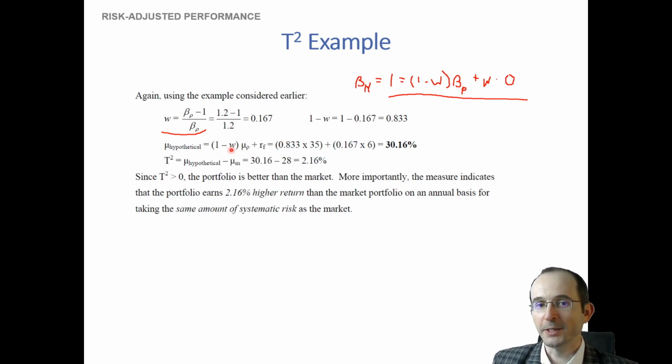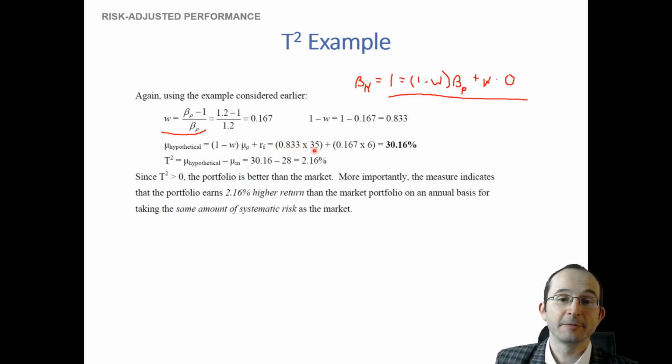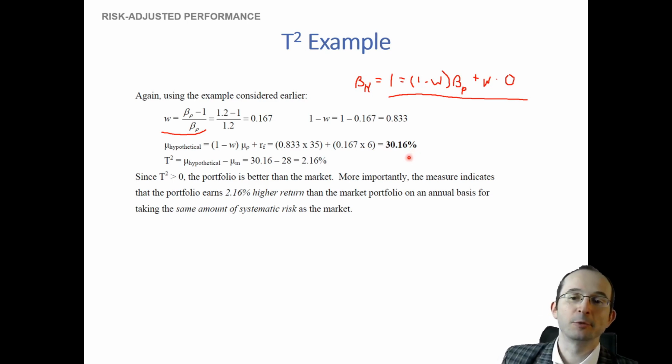Well, it's going to be the weight on the candidate portfolio times its return, or 83.3% times 35%, plus the weight on the risk-free asset times its expected return, 16.7% times 6%, for a total expected return of 30.16% on a portfolio that has a beta of 1.